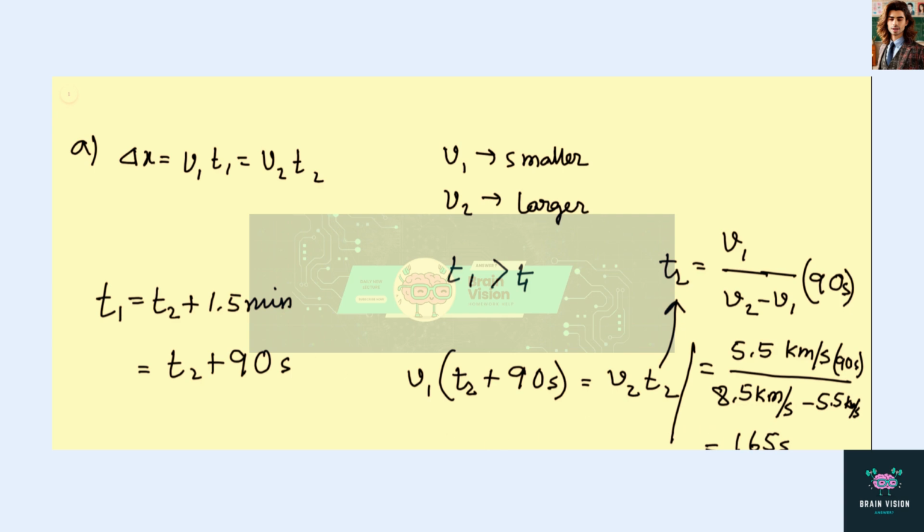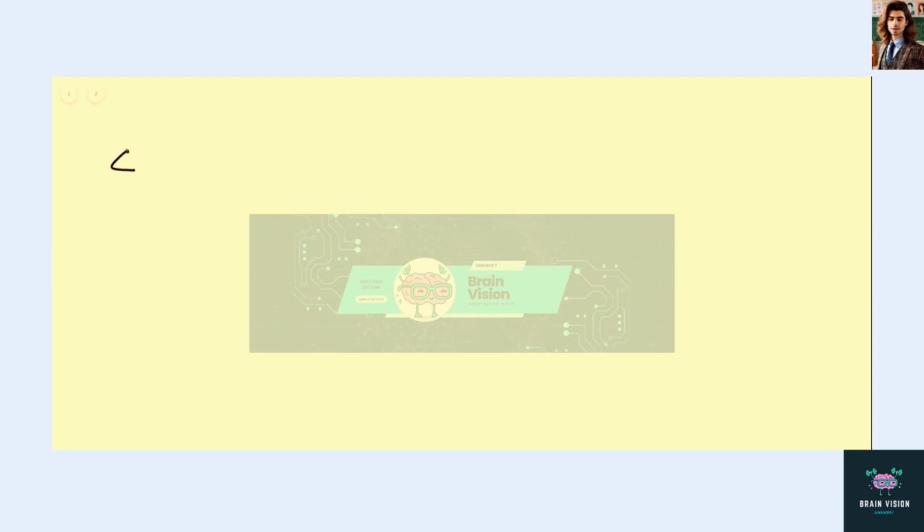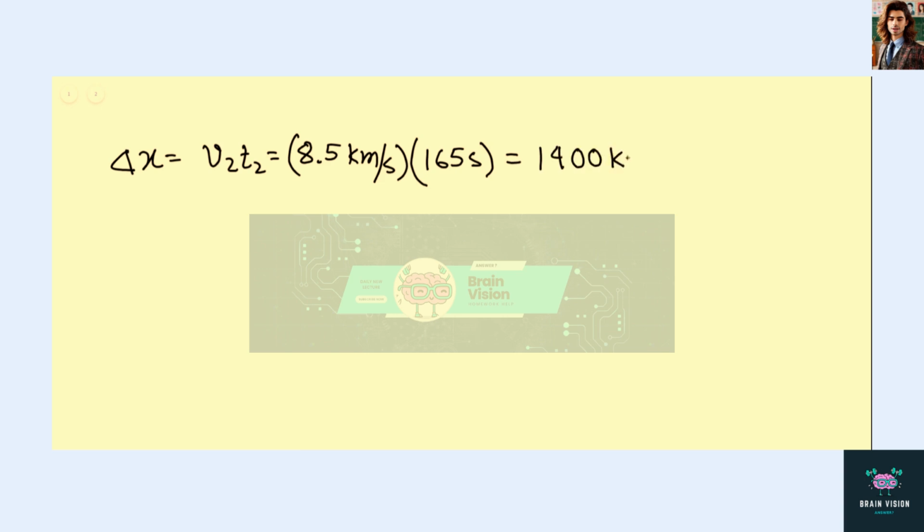So that means if we know the time, we can easily figure out delta x. Delta x will be equal to v2 times t2, which is 8.5 kilometers per second times the time, which is 165 seconds. So that equals 1400 kilometers.